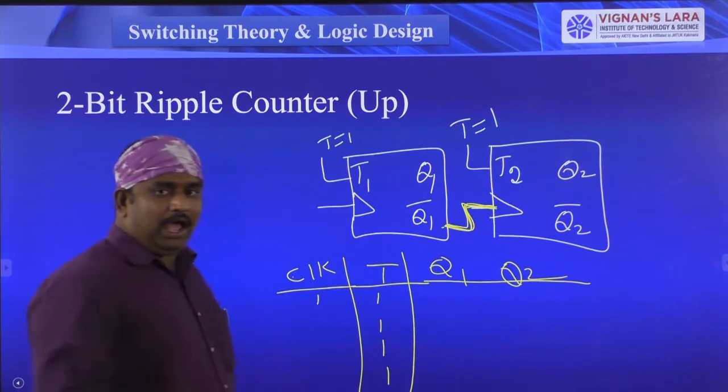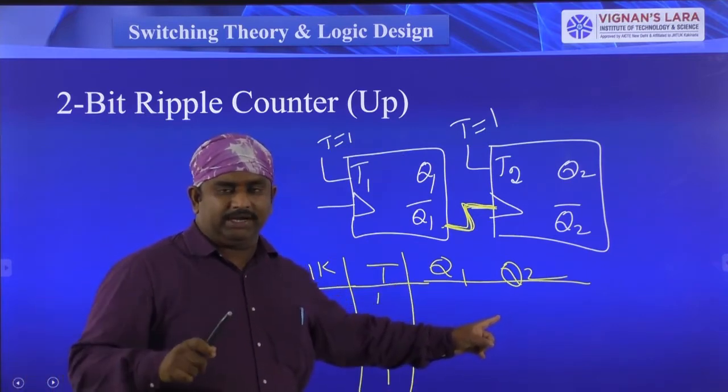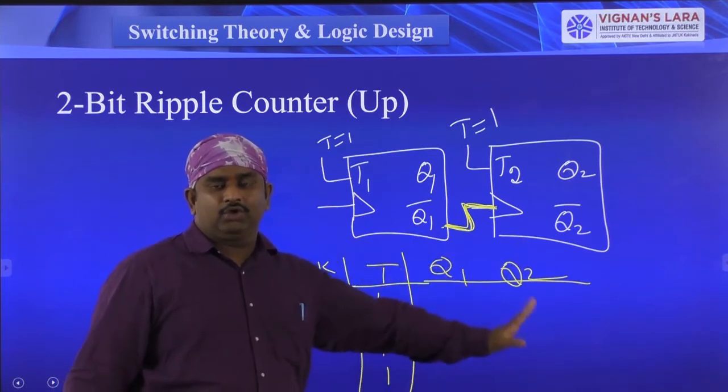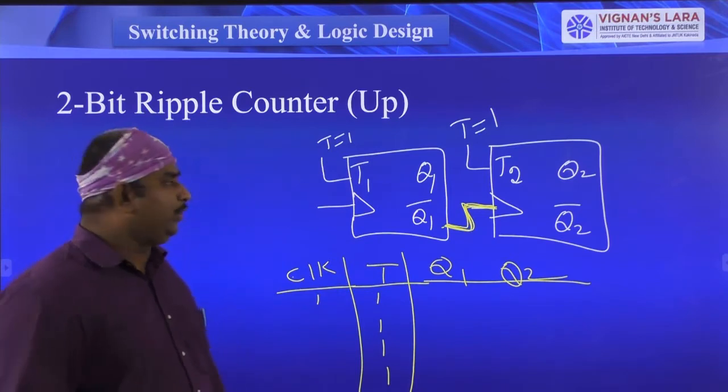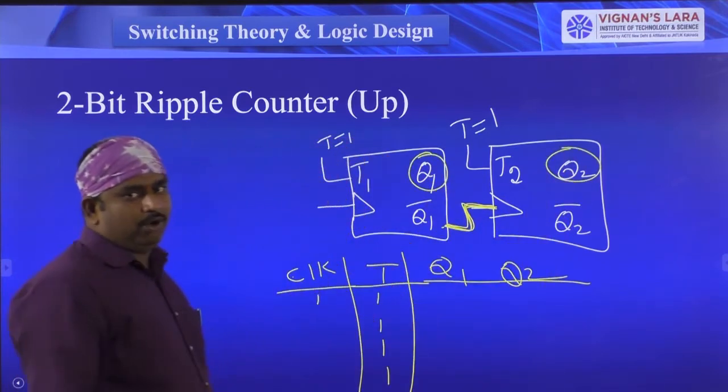So see here, I have to write the Q1 output, Q2 output. Okay, this is my condition. Don't write a Q bar value, Q2 bar value. Here you have to write Q1 value and Q2 value. That is, you have to write this output and this output. These values you have to write.